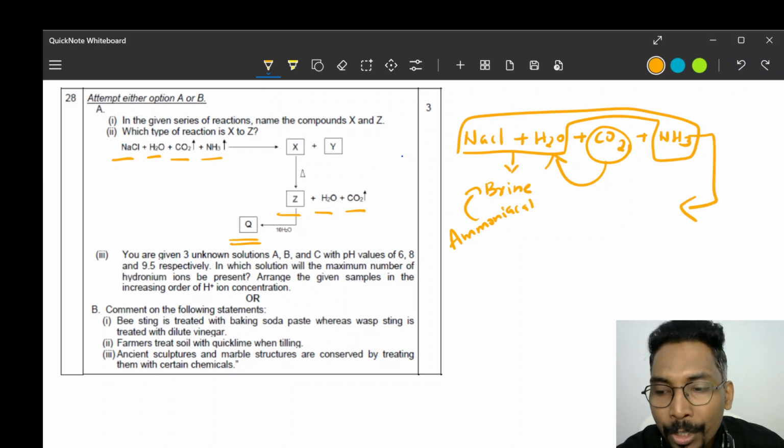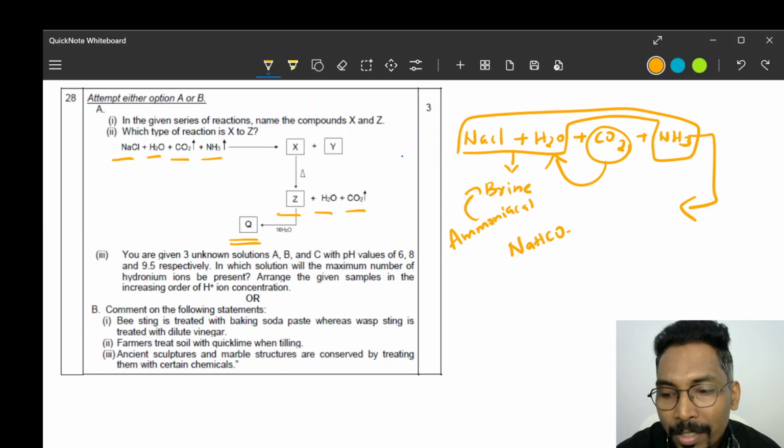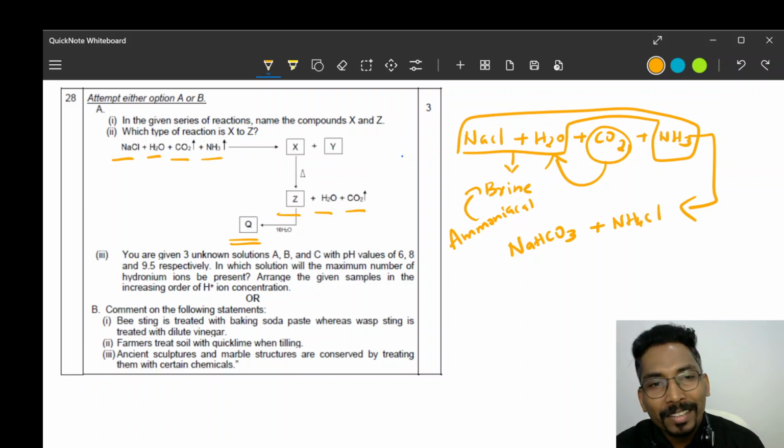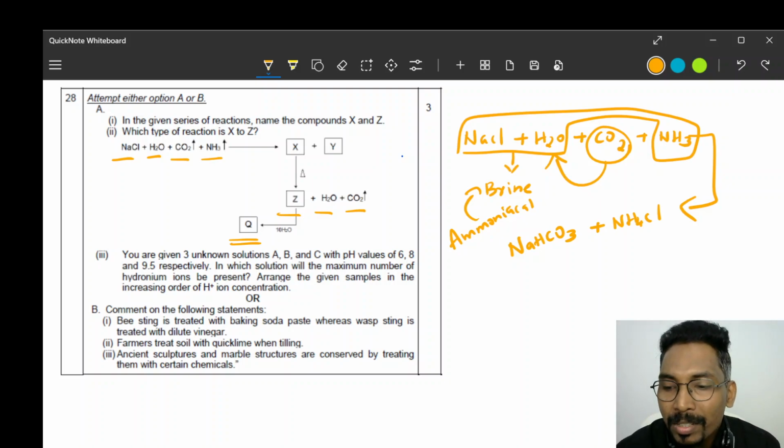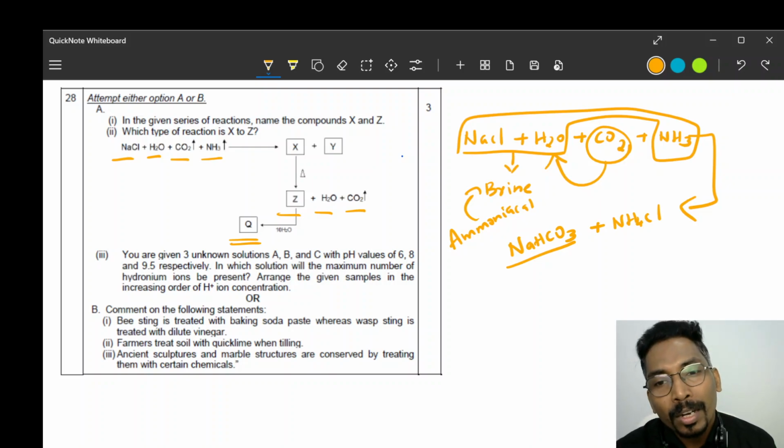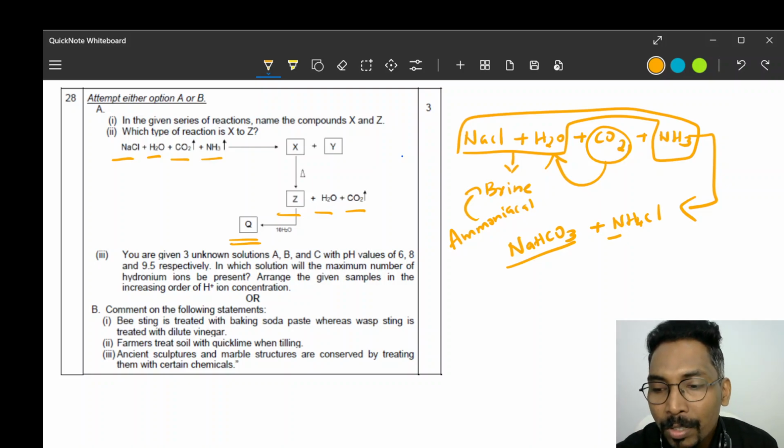So you will get two compounds X and Y. You remember which reaction this is? One is NaHCO3, and Y is ammonium chloride, NH4Cl. So X is NaHCO3. What is NaHCO3? NaHCO3 is sodium hydrogen carbonate or sodium bicarbonate, which is called baking soda. And this is ammonium chloride.